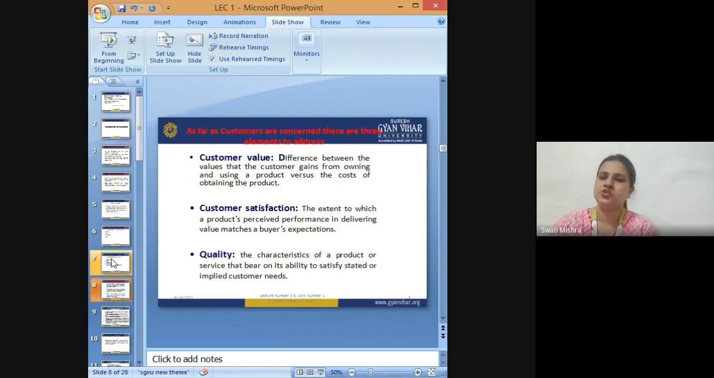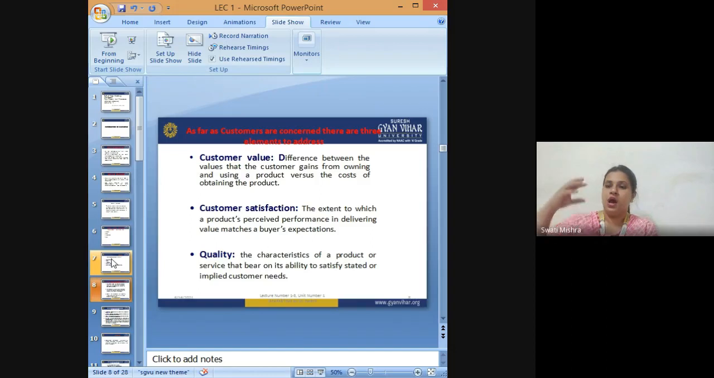Let's move ahead and talk about the concerned elements behind this entire customer base, which is supposed to be addressed by the marketer. So as far as the customers are concerned, there are three main elements which are supposed to be addressed by a marketer. First of all, you need to address the customer value.